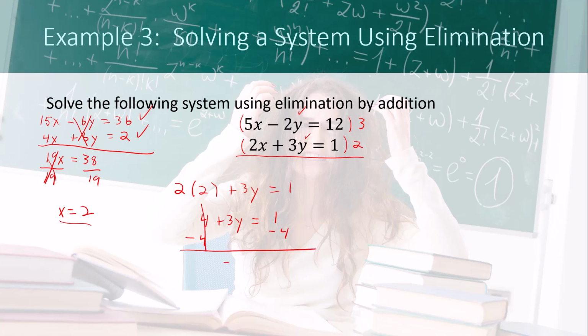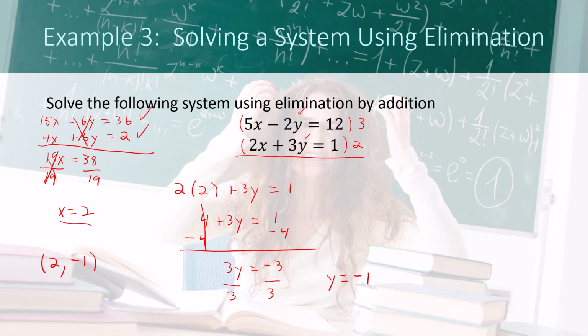These will cancel. I will have 3y is equal to negative 3. 1 minus 4 is negative 3. Divide both sides by 3. And I have that y is equal to negative 1. So my solution set is going to be the point (2, negative 1).